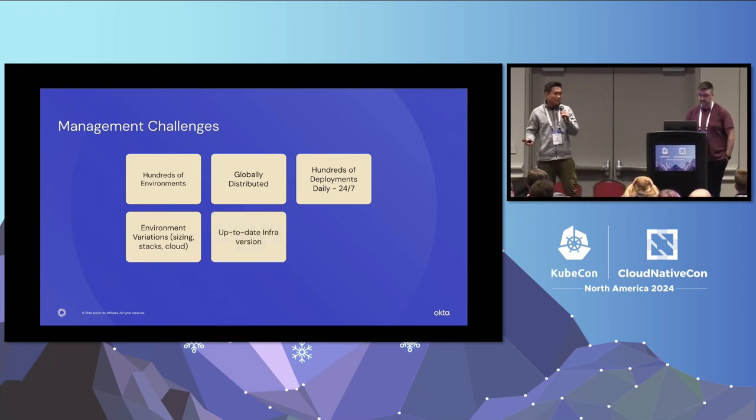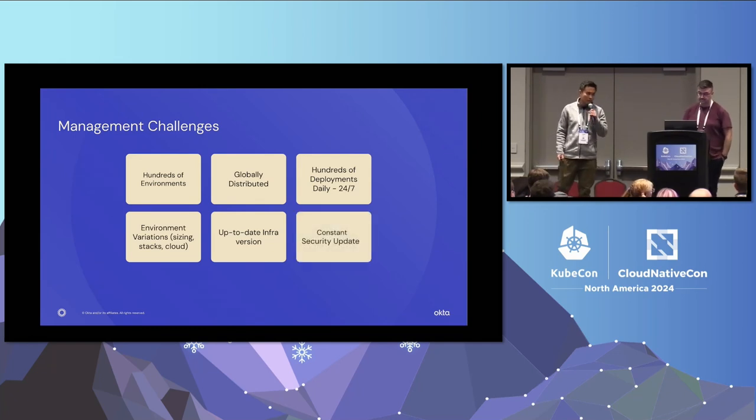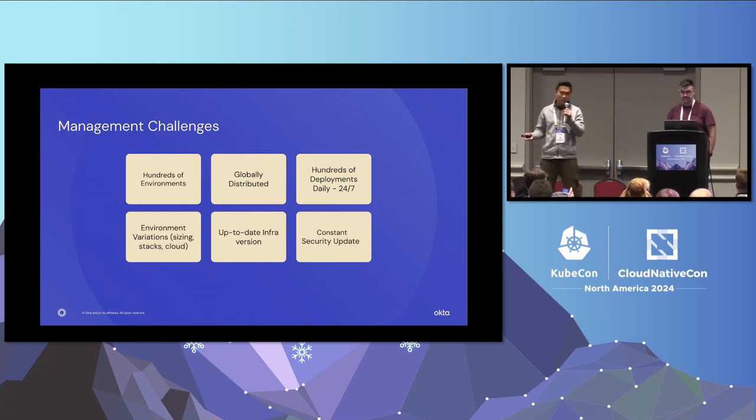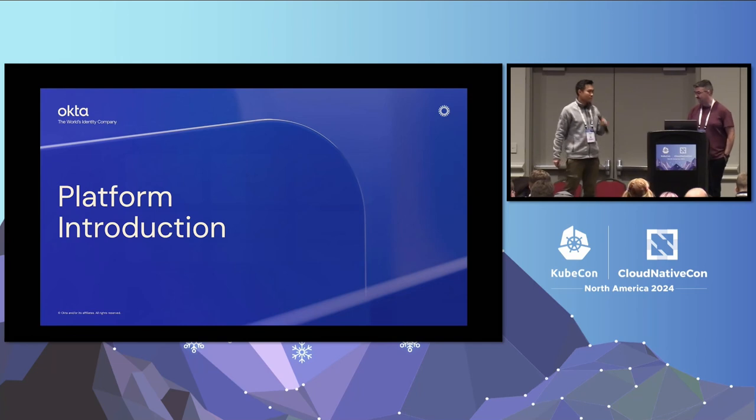And also we need to make sure that our infrastructure version is always up to date. So let's say EKS releases a new Kubernetes version, we need to upgrade right away without any downtime. Finally, we need to have constant security updates. That means that our OS level and our application stack level security patches need to be applied right away. So I'll pass it to Jeremy to introduce our platform.